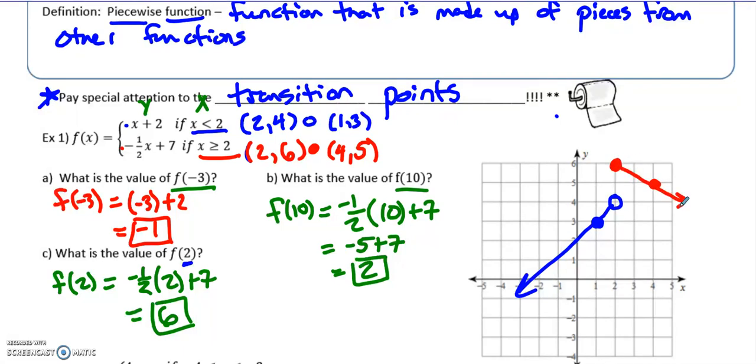So I graph 4 comma 5, and I complete my piecewise function. I've got the blue piece going to the left, the red piece going to the right, and notice how I did that by finding 2 ordered pairs. 2 ordered pairs for each function. So there's my first example of graphing a piecewise and evaluating a piecewise function.